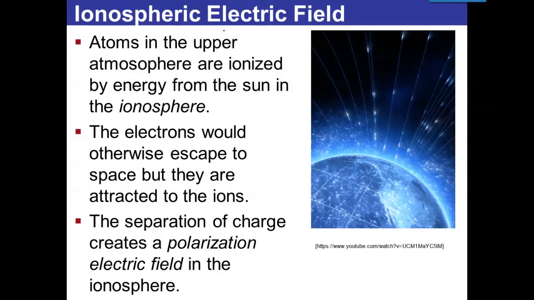Now, what happens is, again, the atoms are in this space. Say a charged particle comes in, boots the electrons out of the atoms, and they would otherwise escape into space, but they're negatively charged. These ions are now positively charged, and so they're attracted to the ions, okay? They're separate, but they're attracted. So we now have a separation of charge, and that separation of charge creates a polarization electric field, right? We know that whenever we have separation of charge, we get an electric field. So the basic bottom line is in the ionosphere, of charged particles in the atmosphere above us, we get an electric field.